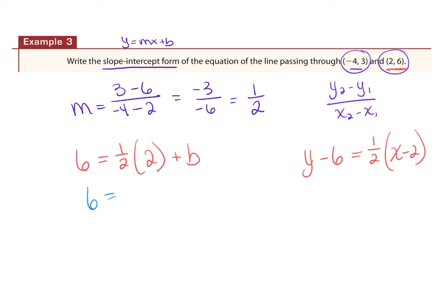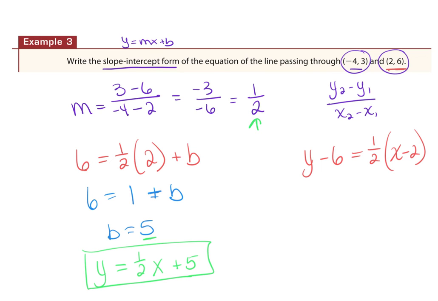So I have 6 equals 1/2 times 2 is 1. Subtract your 1 over. B equals 5. I am not done. My answer needs to be in what form? Slope-intercept. So I have to go back and write it out. Y equals my m, this was my m, x plus my b, this was my b.